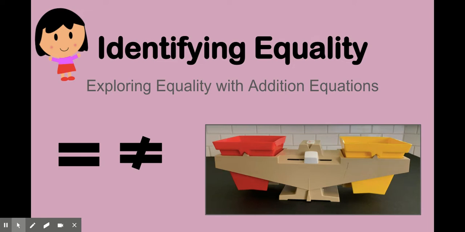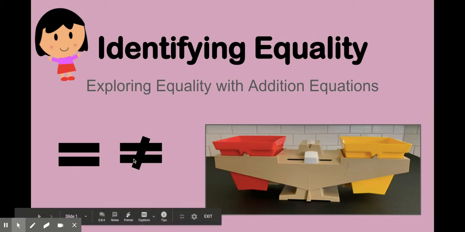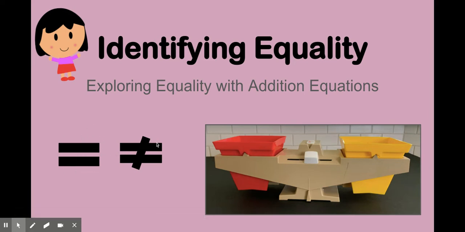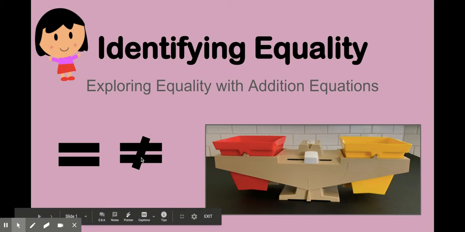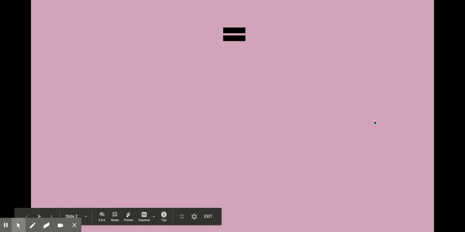So what you're going to see in the slideshow here is these two symbols, right? This symbol is our equal sign, and this is an equal sign with a line crossed through it. This would mean that something is not equal or not even. You'll see those, and then you're going to see these balance pictures throughout this slideshow as well. It's going to help us visually see what we're working on. All right, so let's get started.